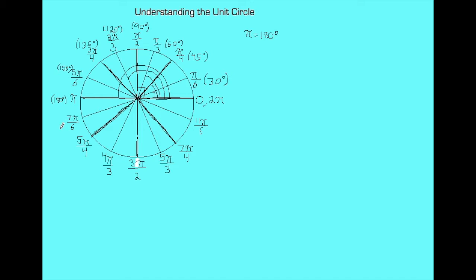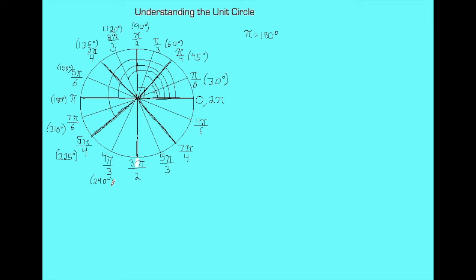7 pi over 6 equals 7 times 180 divided by 6, which equals 210 degrees. 5 pi over 4 equals 5 times 180 divided by 4, which equals 225 degrees. So this whole angle is 225 degrees. 4 pi over 3 is 4 times 180 divided by 3, which is 240 degrees.